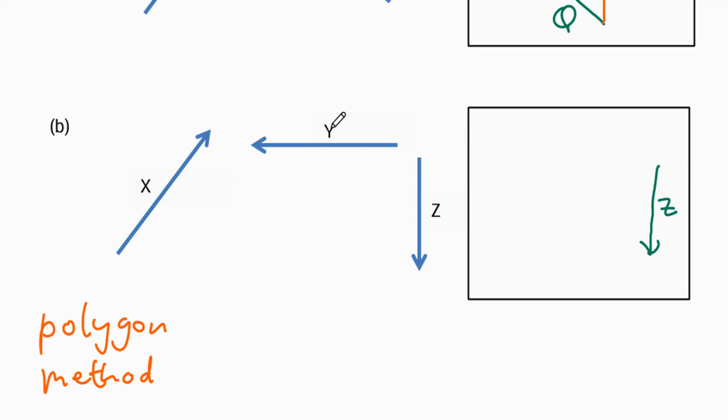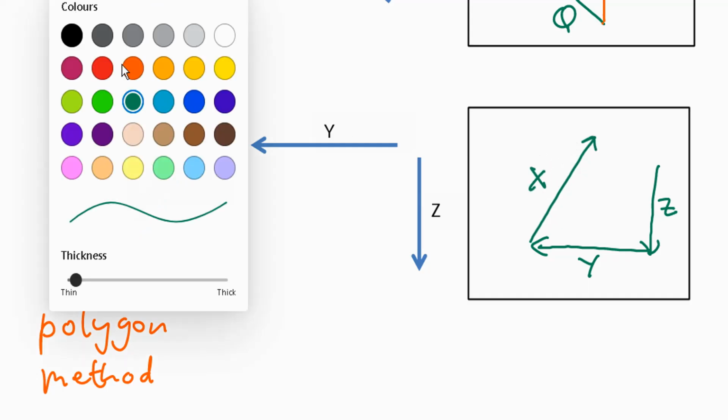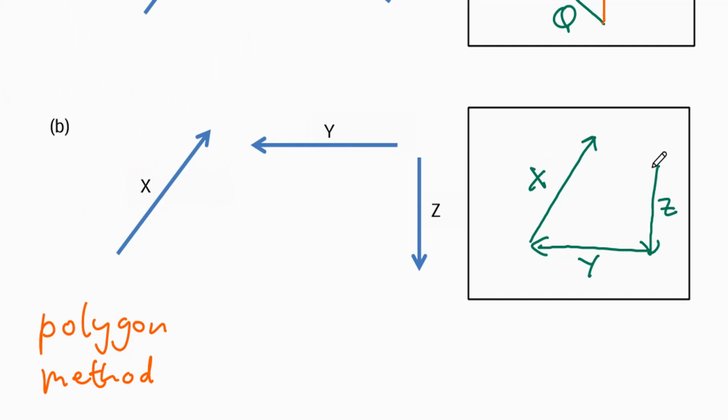And the next one we can draw is Y. We draw them head to tail, and then of course X. Then once again, the resultant will be from the tail of the first one to the head of the last one. So this is our resultant R.